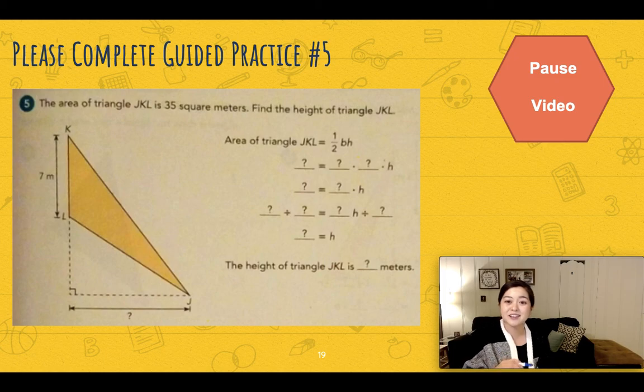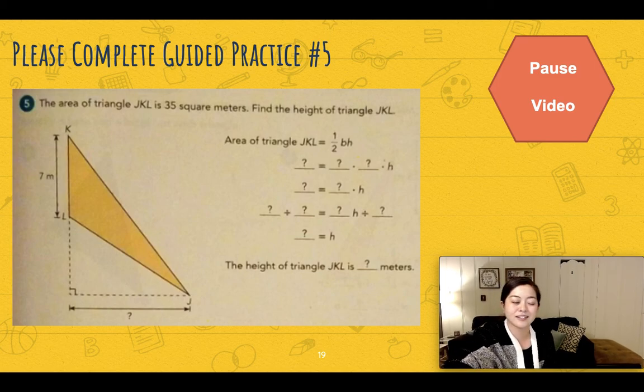Now it's your turn. Pause the video, and I want you to try to do this on your own. Then play the video again when you're ready to check what you got and what I got.